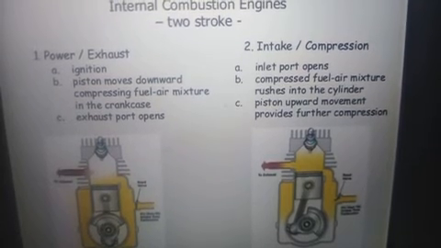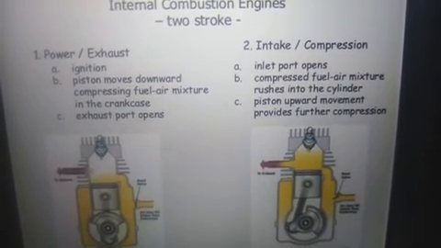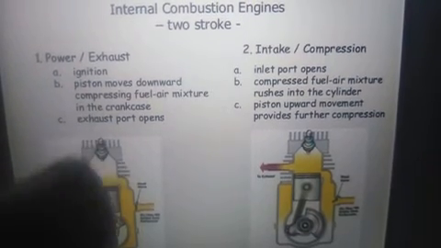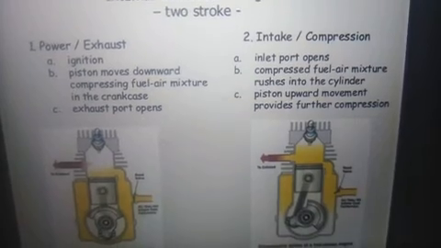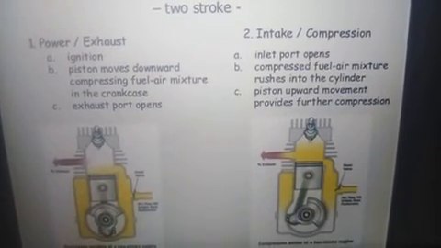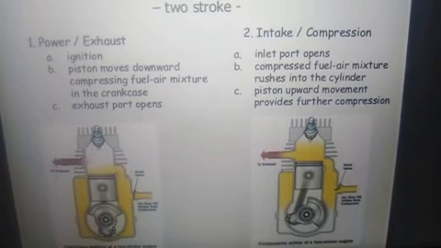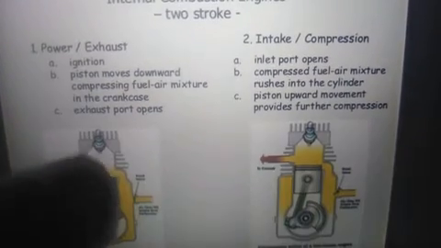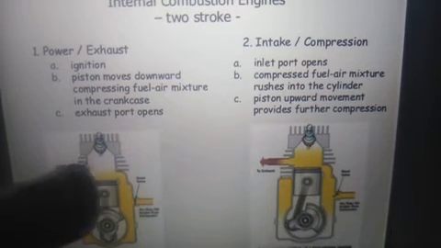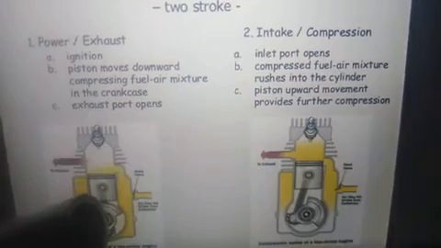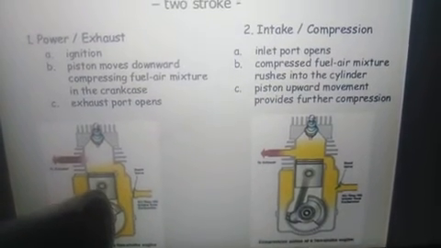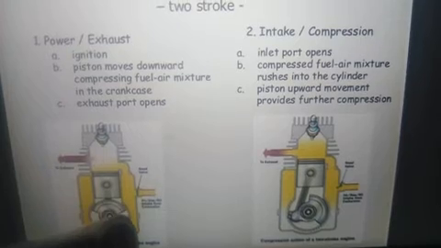Now the power or exhaust stroke in this two-stroke engine is nothing but first ignition, which is carried out when the piston moves downward, compressing the fuel air mixture in crankcase. Okay, the ignition is carried out when the piston moves from upper dead center to the lower dead center. Okay, top dead center to bottom dead center, TDC to BDC.